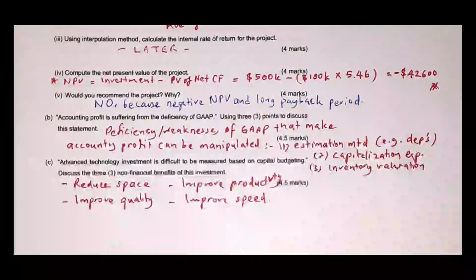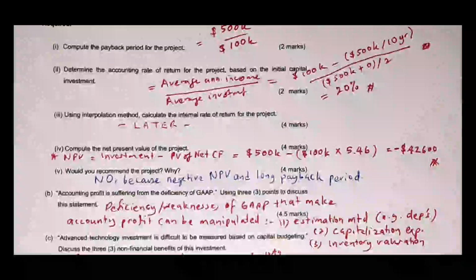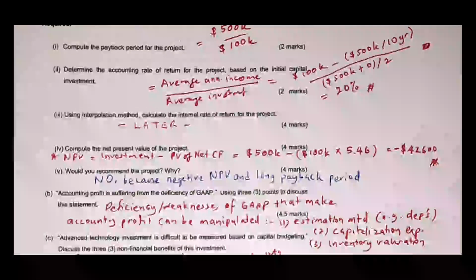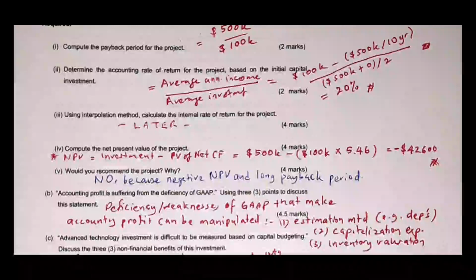Why is this question asked related to capital investment? This question is asked because if you use the accounting rate of return method to do capital budgeting, then you have to use accounting profit. See the formula there? Average annual income or average annual profit. So that profit can be manipulated.